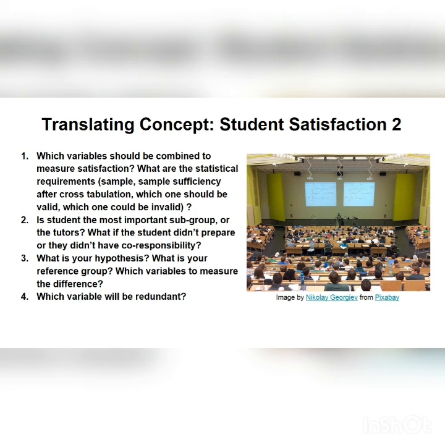Which variables should be combined to measure satisfaction? What are the statistical requirements? Sample sufficiency after cross-tabulation, and which one should be valid, which one should be invalid? Is the student the most important subgroup, or the tutors? What if the students didn't prepare or didn't have co-responsibility? What is your hypothesis? What is your reference group? And which variable measures the difference? Which variable will be redundant?